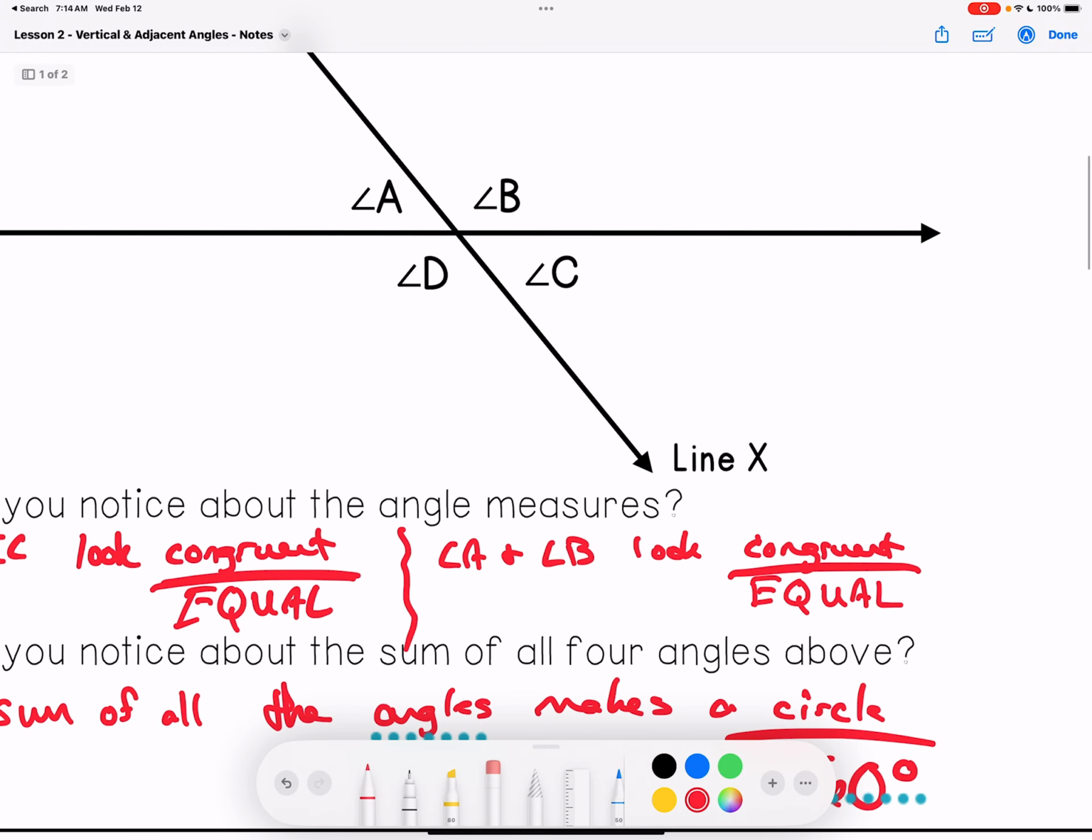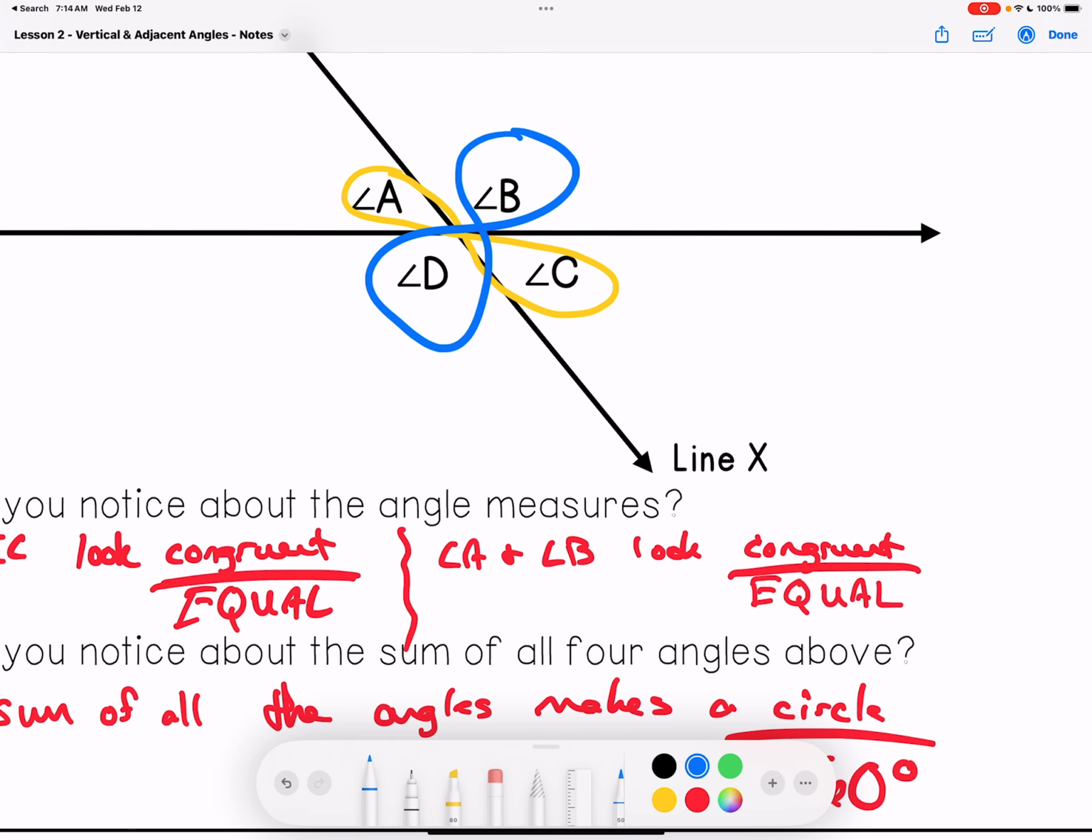So let me show you what they're talking about. Those 2 and those 2. Those are what we call vertical angles. And it's going to make sense to you in a minute why they equal each other and why they're the same, okay? But after today, after you know why they're vertical angles, you can just know they're vertical angles, okay?